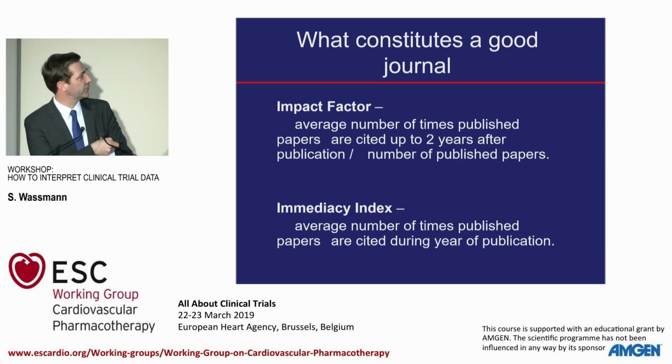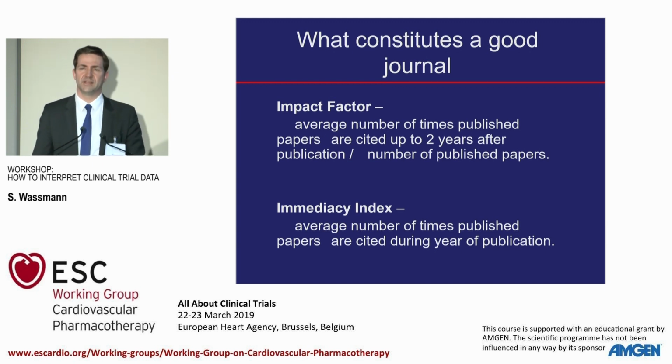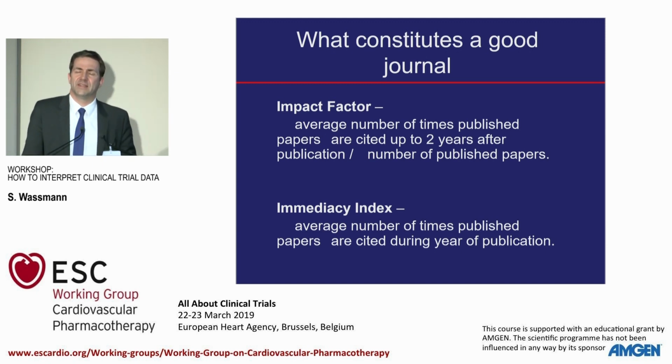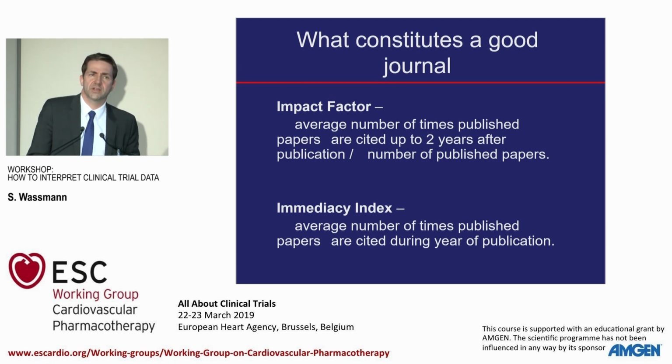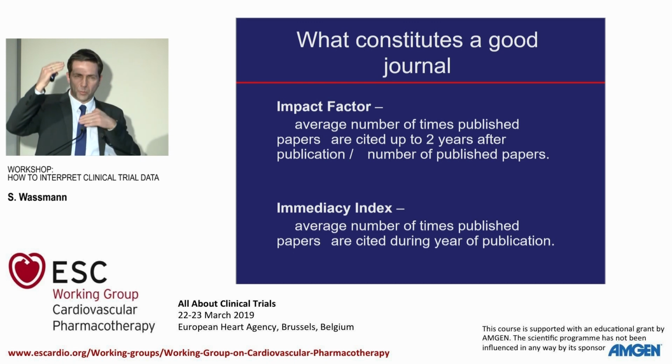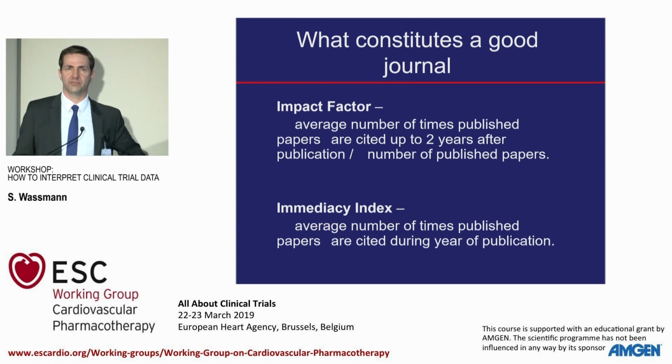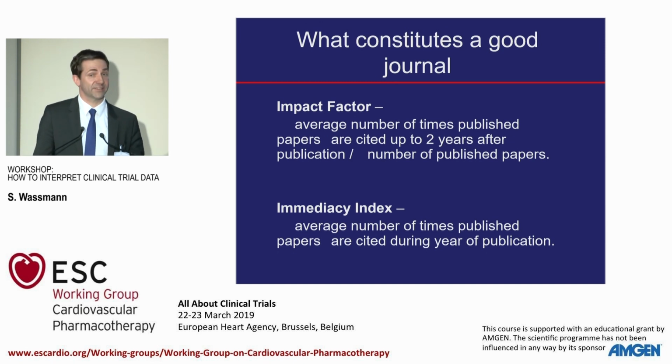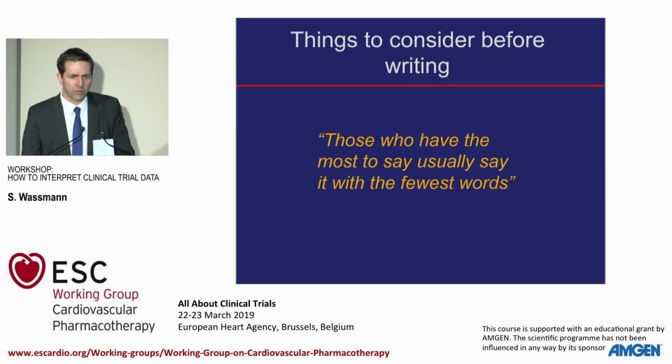What is a good journal? There are measures, immediacy index, and obviously the impact factor. This is important, but a little bit unfair. If you work in a field, let's say ophthalmology, the impact factor is never high because it's not cited as much. It's not really fair. So you have to compare within this group of medical field what has a good impact factor. Okay, obviously, if you publish in the New England Journal of Medicine, it has a very high impact factor. You can be sure that is a good journal.